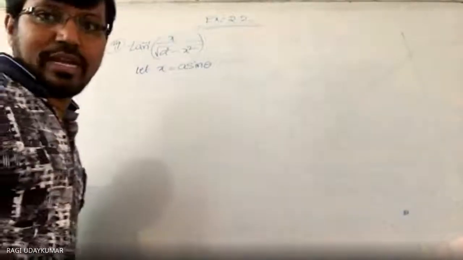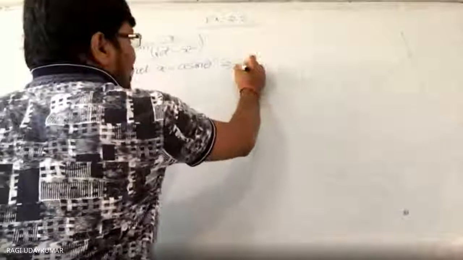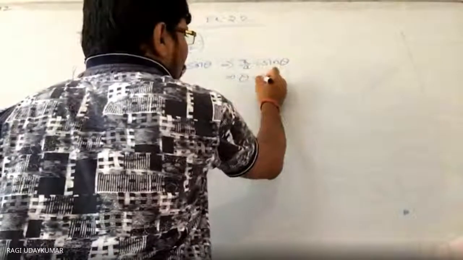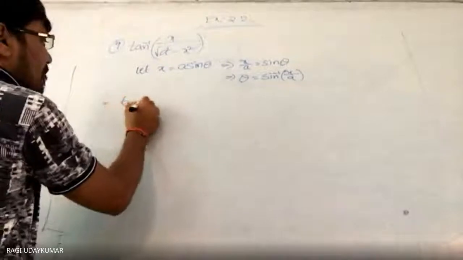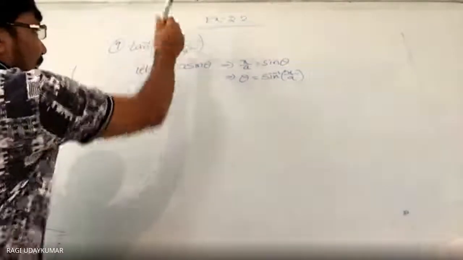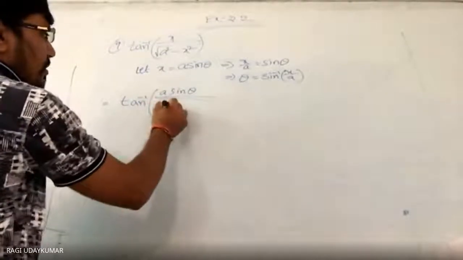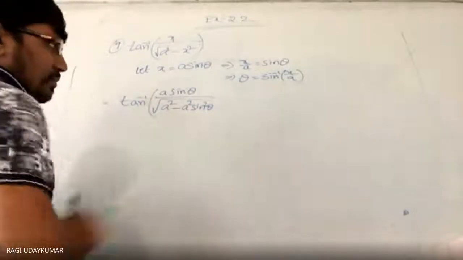So what changes will you get? Let us see. A sin theta is nothing but x, so x by a is equal to sin theta. From this, theta is equal to sin inverse of x by a. For the simplification purpose, you replace this tan inverse of x by a sin theta, by under root of a square minus a square sin square theta.